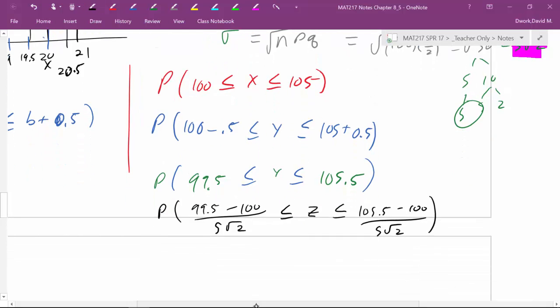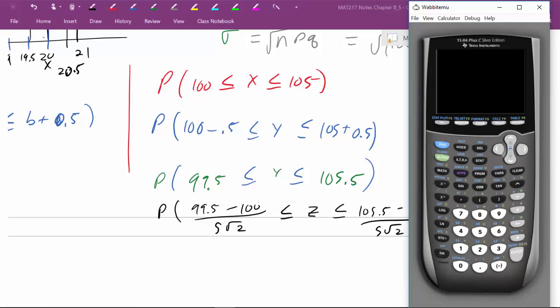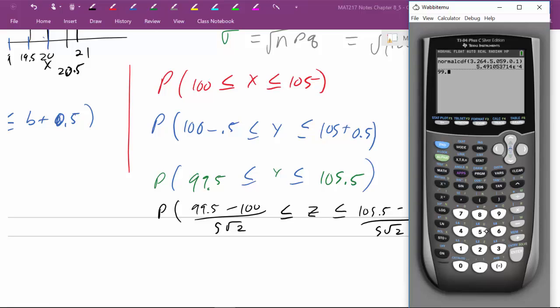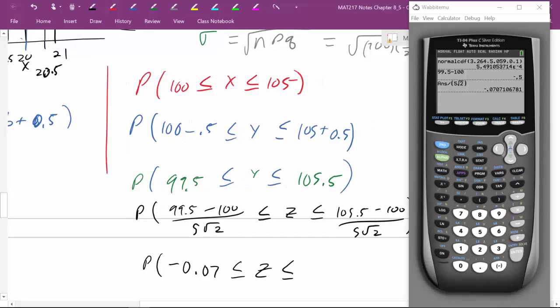Okay, so let's get some values here. 99.5 minus 100 divided by 5 radical 2. Let's close that up. And I get a z-score of negative 0.0707. And I said round to 2 decimal places, so we'll just call that a negative 0.07. Less than or equal to z, less than or equal to.